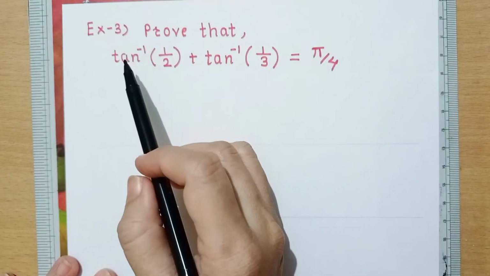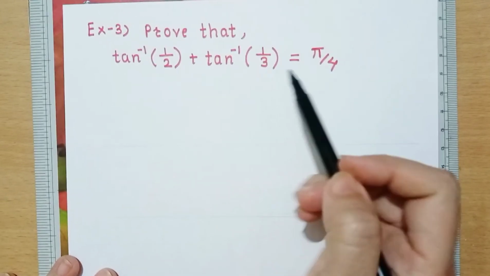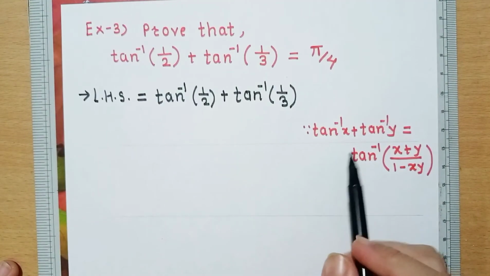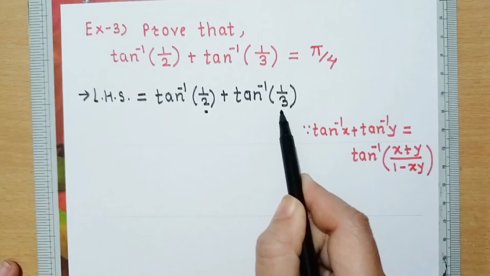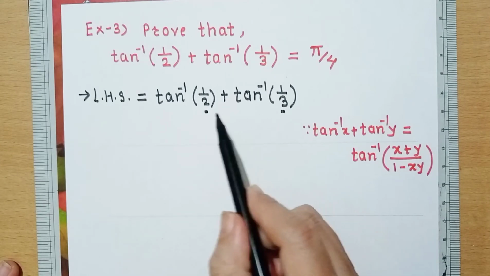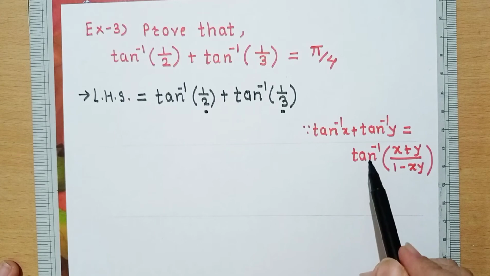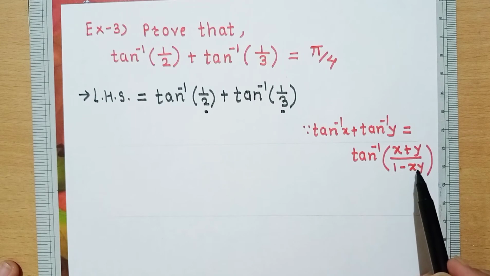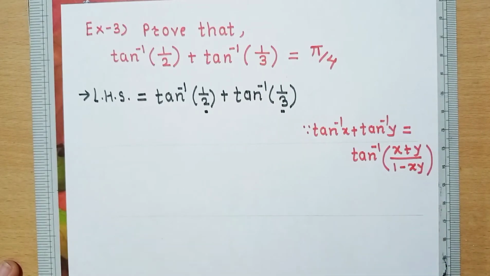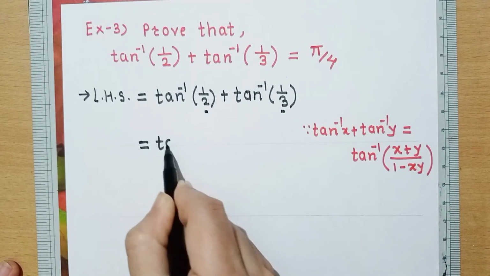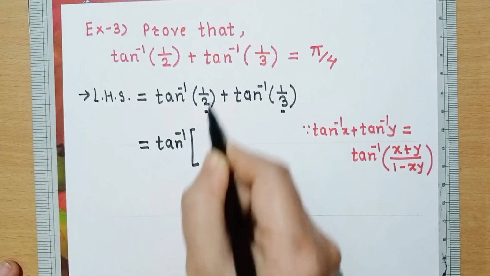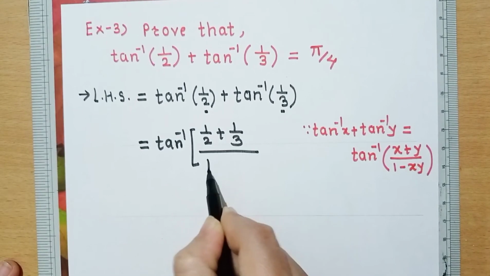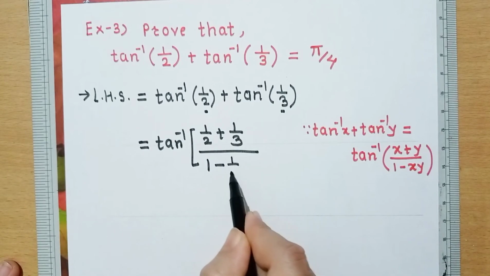Let's solve this third example. Prove that this LHS equals pi by 4. So by property 5 we know that if x and y are less than 1 and their product is also less than 1, then this equals tan inverse of x plus y upon 1 minus xy. We will use this property here, that is equal to tan inverse of, then we will write this half plus 1 upon 3 upon 1 minus, now the product of these two, so 1.